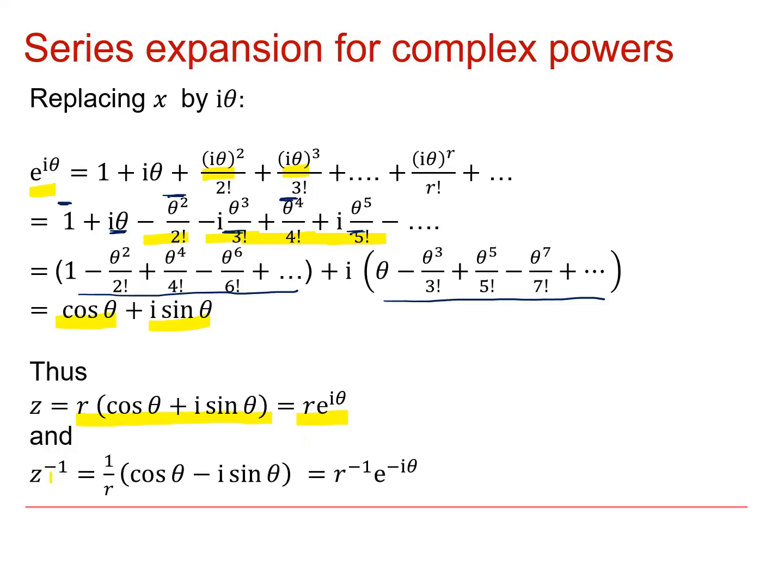What about z to the minus 1? Well, that's just going to be this thing to the minus 1. So if we think about that, I'm just going to get r to the minus 1, e to the minus i theta. And that will give me this here, remembering that sine of minus theta is equal to minus sine theta. And we've used that in there.